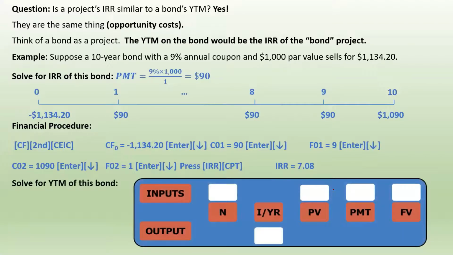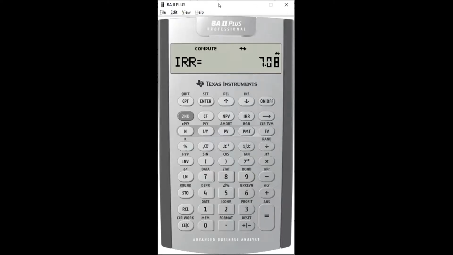And the yield to maturity of the bond looks like this. I will switch back. If we calculate the yield to maturity, we have a 10-year bond. The interest rate, or yield to maturity, is what we need to calculate. The present value is negative 1,134.2. Payment is 90. Future value is 1,000. And compute. We found it's exactly equal to the IRR.